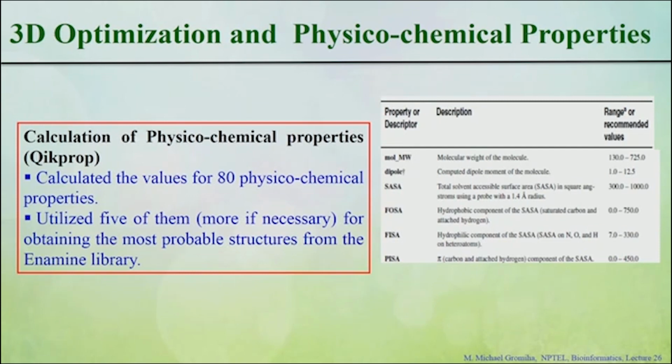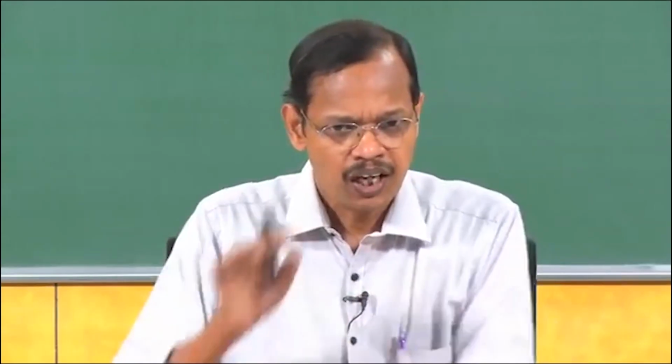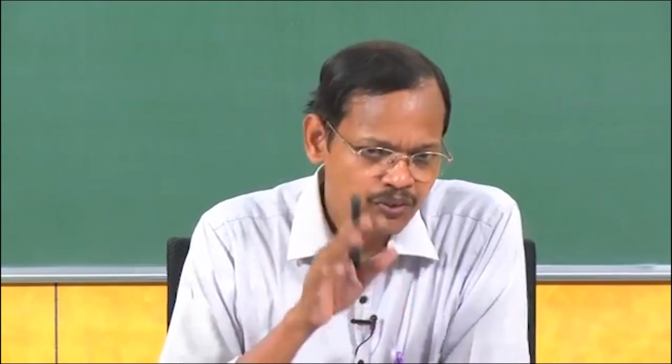Once the ligands are prepared, then we can use the ligands for calculating the physicochemical properties. For example, in this program QikProp, they calculate more than 80 physicochemical properties. For example, molecular weight, dipole moment of the molecule, accessible surface area, and the hydrophobic component of this area, hydrophilic component and pi component, and so on. So, they can calculate various properties, more than 80 properties, and among the different properties we can select the best properties which are important for binding, right.